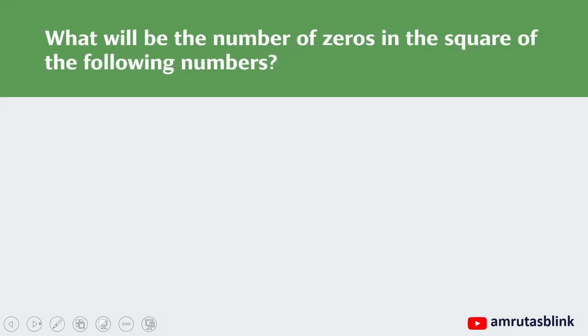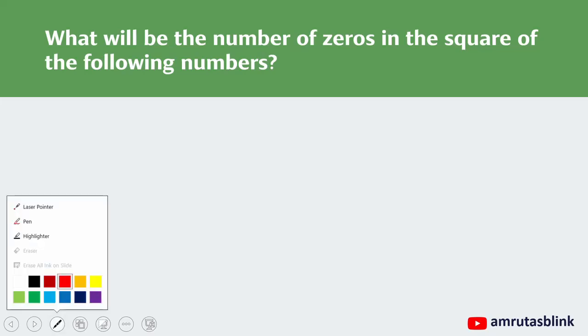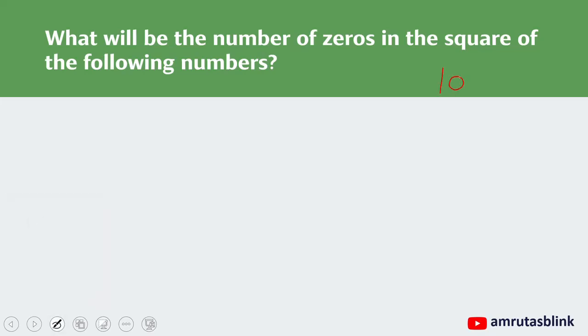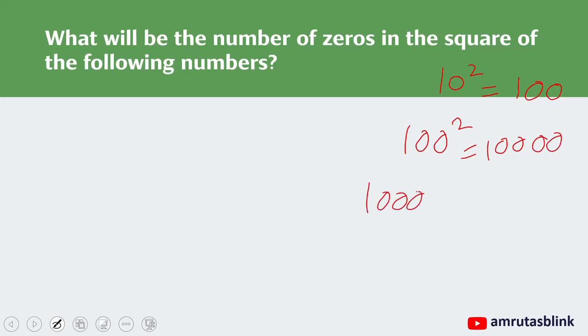What will be the number of zeros in the square of the following number? Now, before going ahead, let's say we have 10 square. How to obtain 10 square? 10 square is 10 into 10, which is equal to 100. Let's say now 100 square. 100 square will be 100 into 100. Similarly, if I try to obtain 1000 square, then 1000 into 1000. How much? It would be 1, 2, 3 and 1, 2, 3.